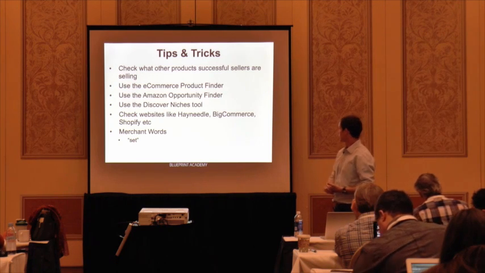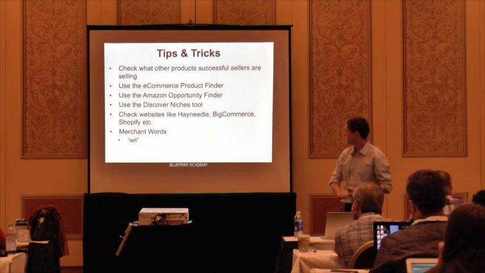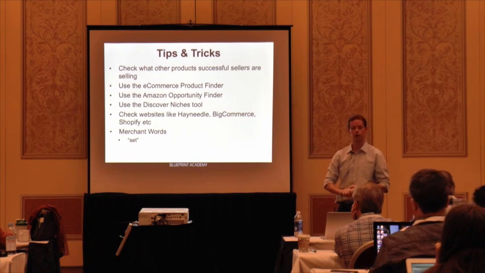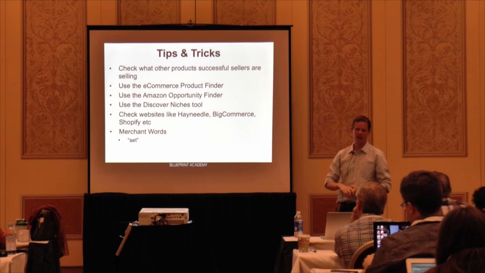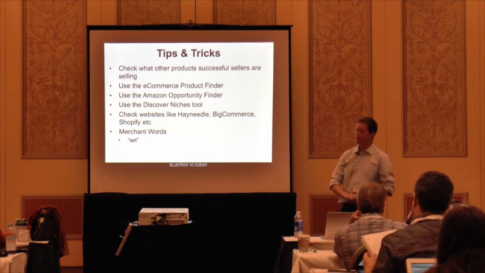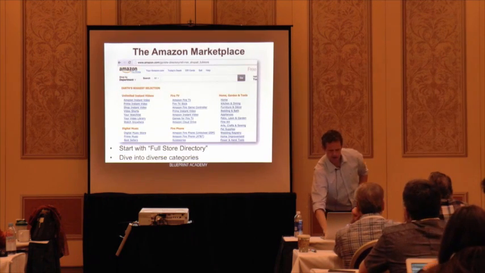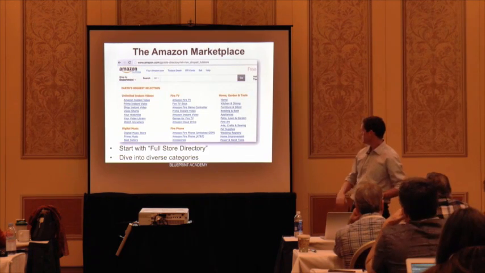These are the tactics that we're going to be working through: seeing what other successful product sellers are selling. We've got a few different tools that I'm going to pull up and we'll have a look at. Check other websites. Merchant Words is another one. I'm going to work through these one by one now and just take a closer look. So firstly, Amazon deep dives.